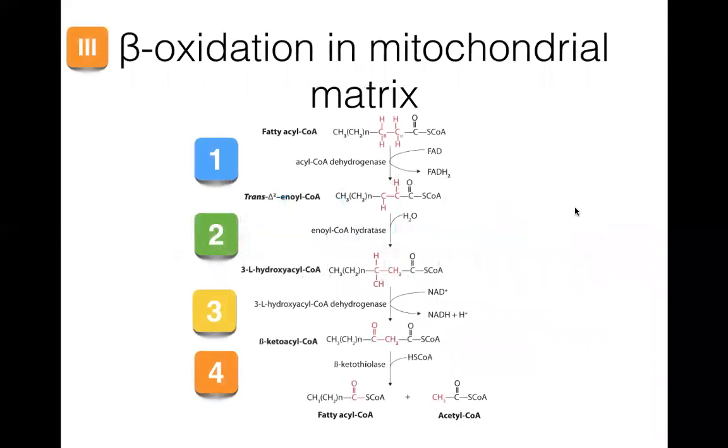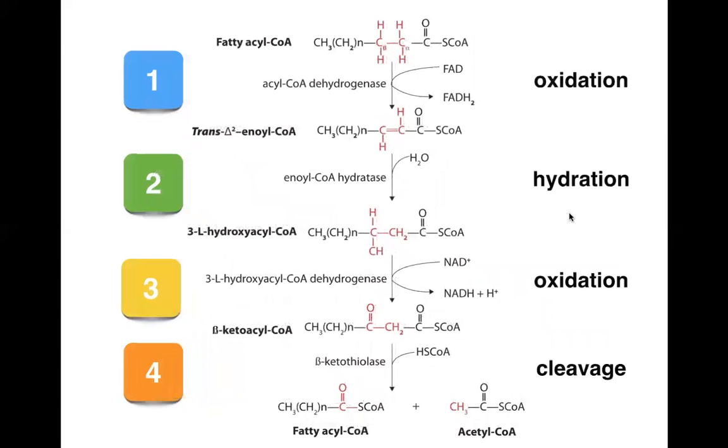Each round of beta oxidation is composed of 4 steps. So what are the 4 steps that make up one round of beta oxidation? Let's enumerate them. The first step is oxidation, which yields FADH2. The second step is hydration, which involves a water molecule. The third step is another oxidation, but this time the electron carrier that is generated is NADH. And finally, the final step is cleavage or thiolysis.